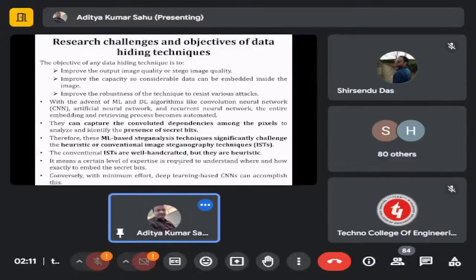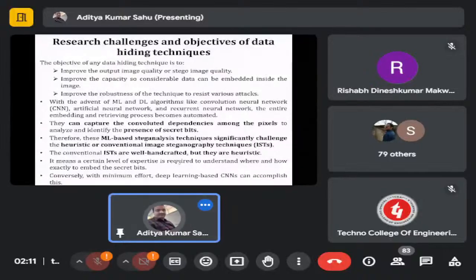So, by discussing all these techniques, if you come up to a conclusion to find out the challenges and the objectives of data hiding techniques, you may find that the objective of any data hiding technique is to improve the output image quality or stego image quality, that we say imperceptibility. Improve the capacity, so a considerable amount of data can be embedded inside the image. Improve the robustness, so that it can resist different types of attacks.